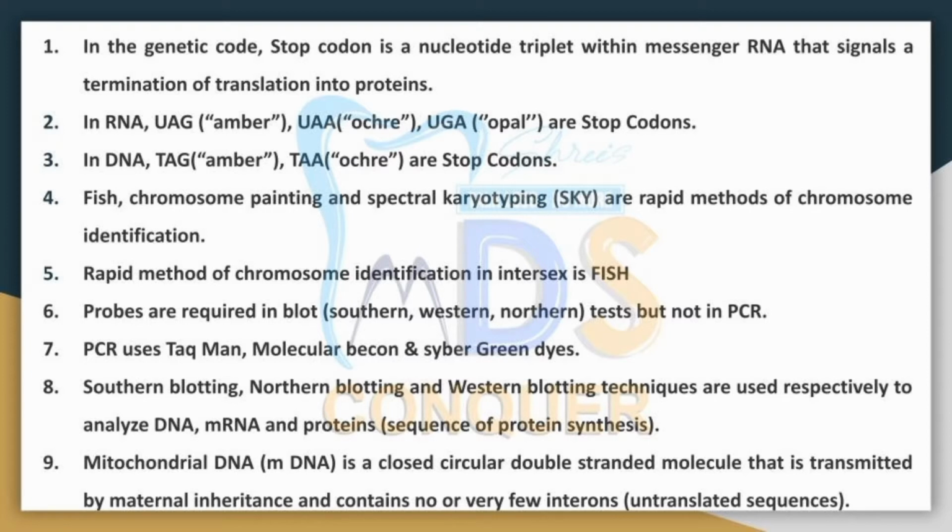Point number 8. The Southern blotting, Northern blotting and Western blotting techniques are used respectively to analyze DNA, mRNA and proteins. Point number 9. The mitochondrial DNA is a closed circular double-stranded molecule that is transmitted by maternal inheritance and contains no or few introns.